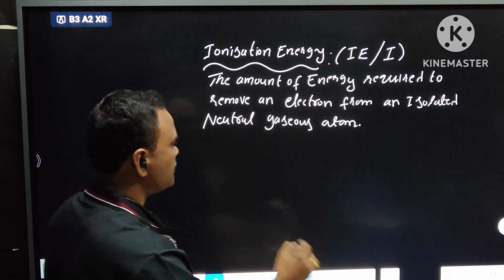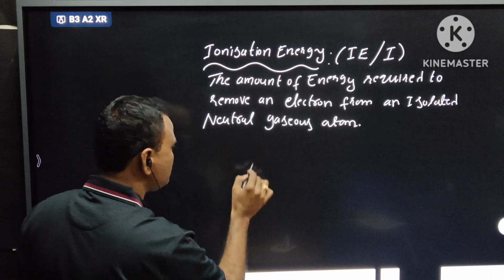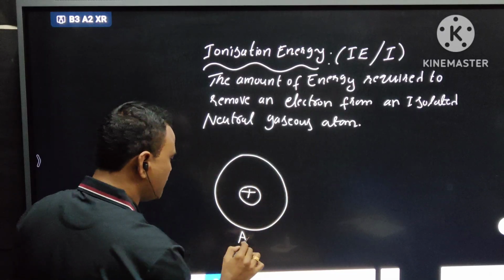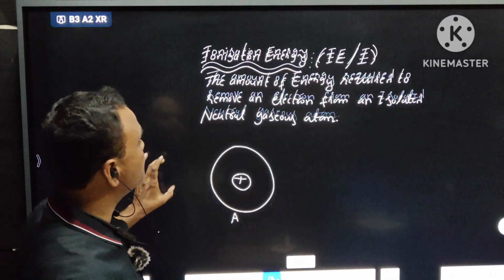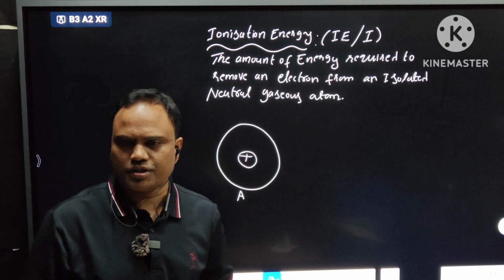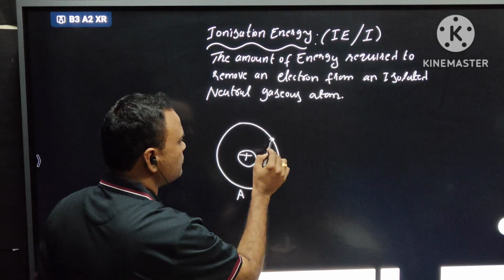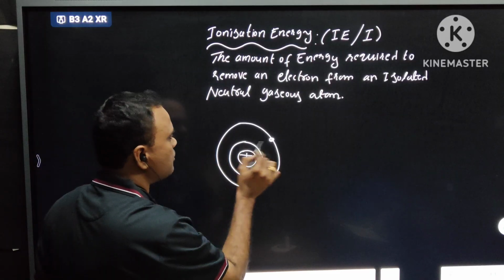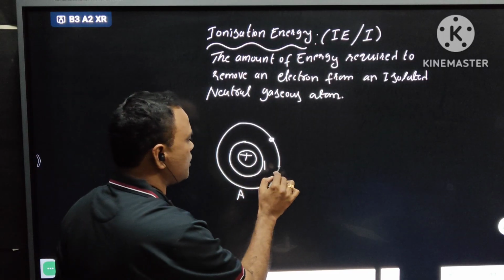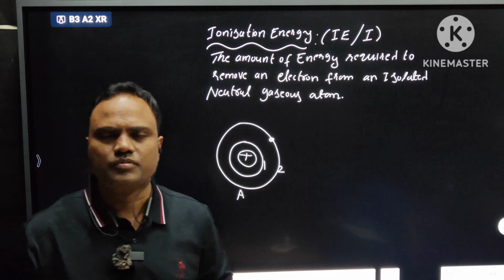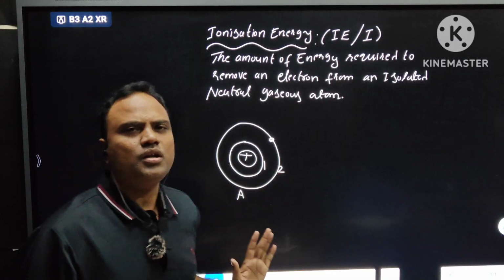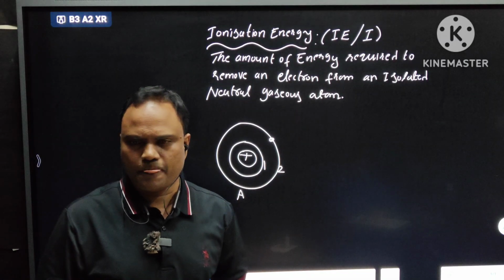Okay, look at this. Let us consider A is an isolated neutral gaseous atom, and let us consider one electron in the outermost orbit. The last orbit is called the outermost orbit. Let us take two orbits here, 1 and 2.